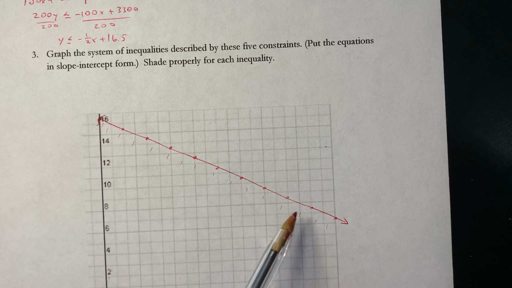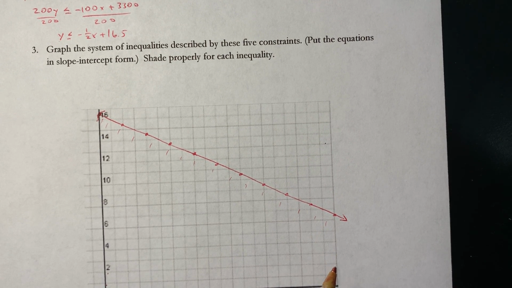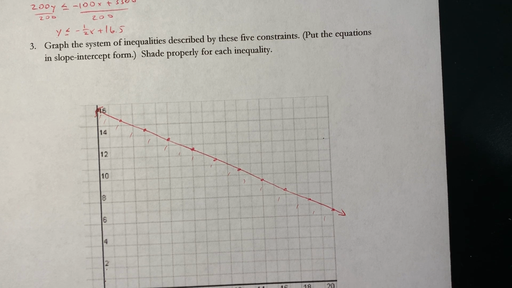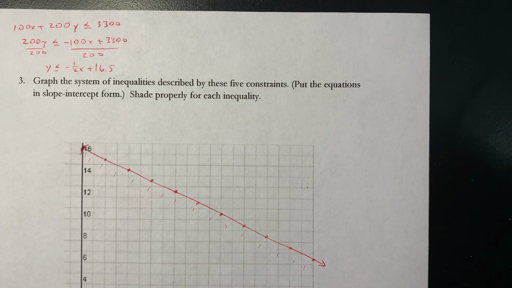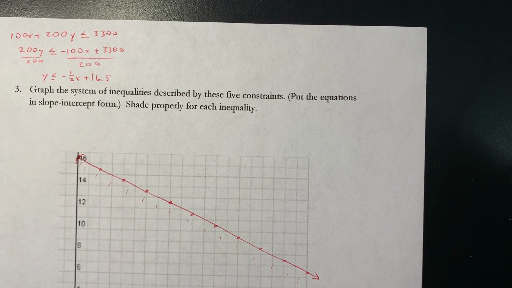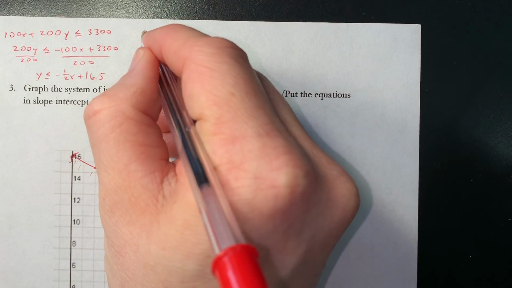I'm just putting these tick marks for now because I'm going to have a lot of lines and I don't want to start doing too much shading right now. So our next line was 2x plus 2y is less than or equal to 40.